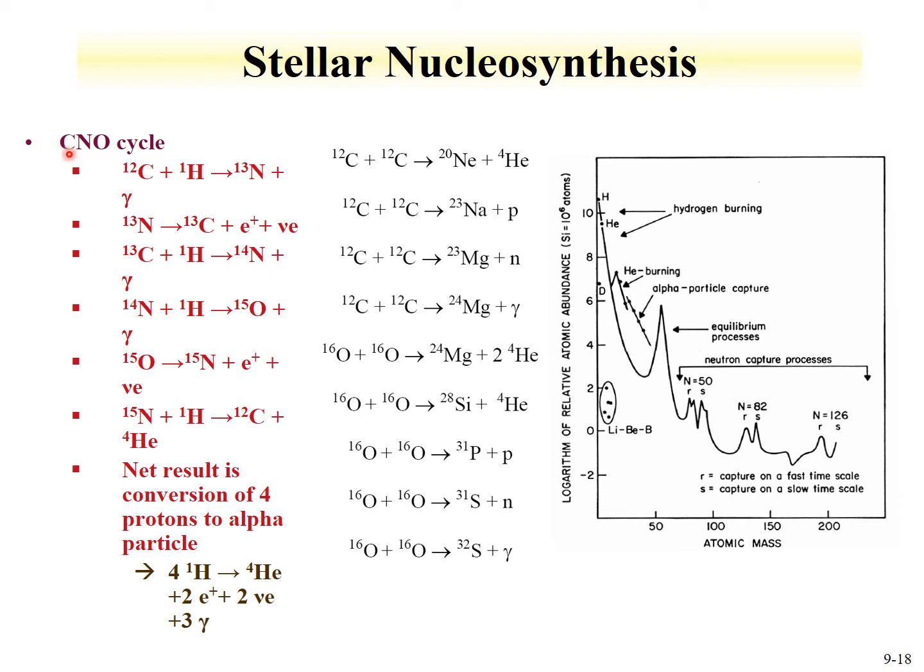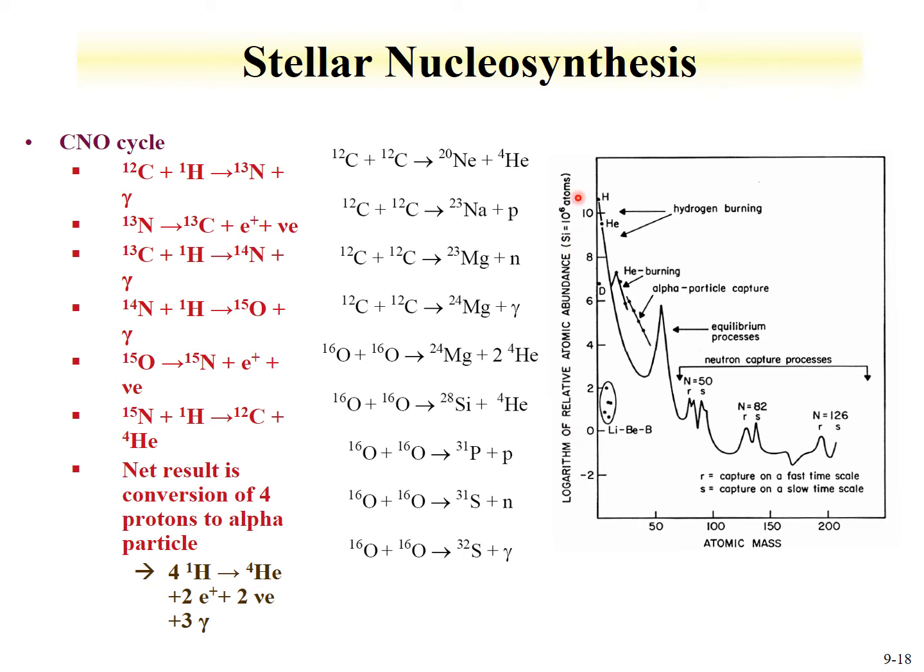So this is an example of a carbon-nitrogen-oxygen cycle, where carbon reacts with particles such as a proton to make nitrogen, which decays to carbon-13, which can then make nitrogen-14. And some examples are given here for nitrogen reactions. We can also have fusion of carbon and oxygen to produce heavier elements, along with production of alpha particles, protons, neutrons, or photons. The overall net conversion of 4 protons to an alpha particle is derived through the summation of some of these reactions.